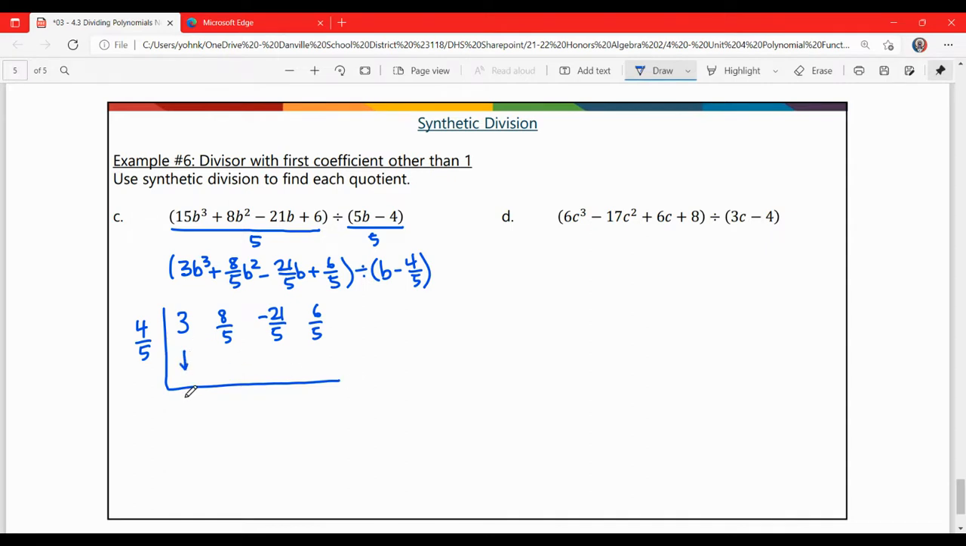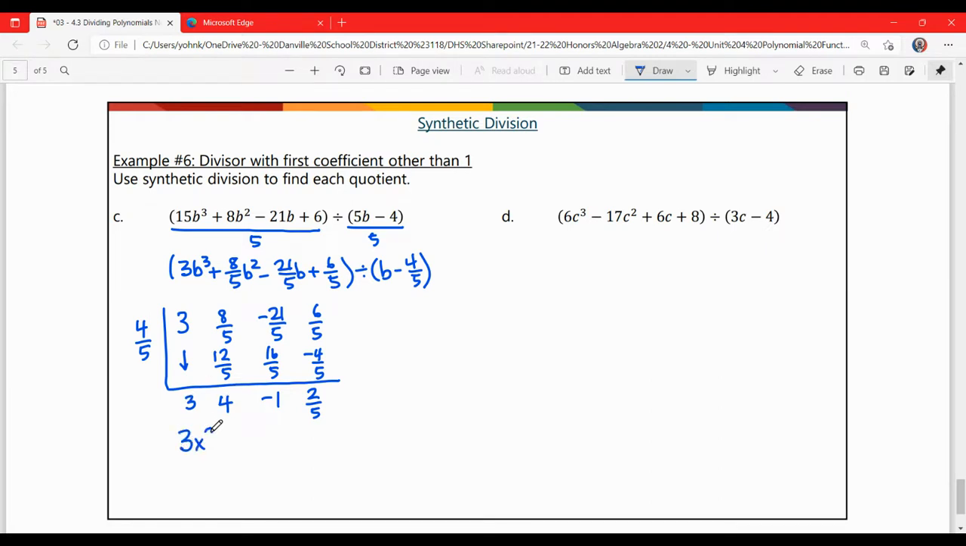Okay, so bring down your 3. Multiply, you get 12/5. Add, you get 20 fifths, or 4. Multiply to get 16 fifths. Add to get negative 5 fifths, or negative 1. Multiply to get negative 4 fifths. Add to get 2 fifths. So we have a remainder, a constant, a linear, and therefore a quadratic.